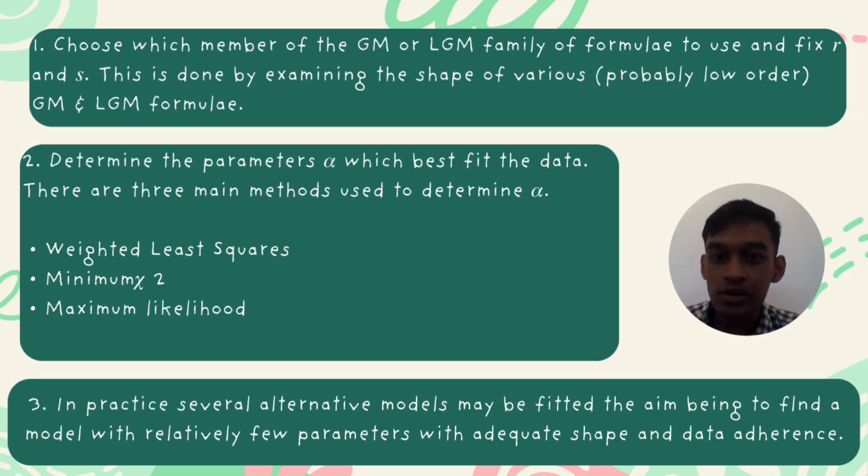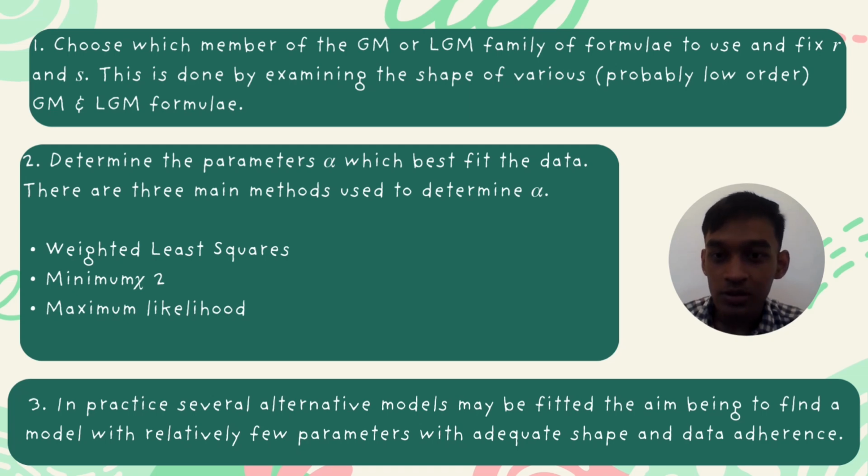Next is the basic process which has to be followed. Firstly, choose which member of the GM or LGM family to use and fix r and s. This is done by examining the shape of various, probably low order, GM or LGM formulae. Next is to determine the parameter alpha which best fits the data.